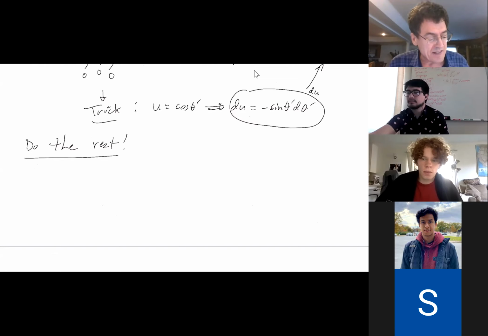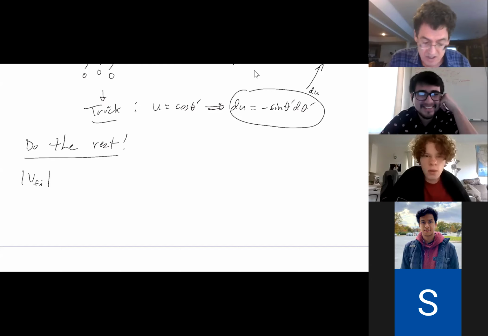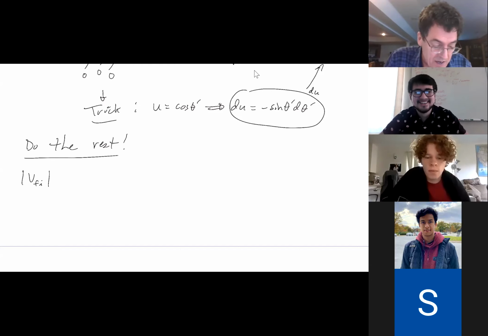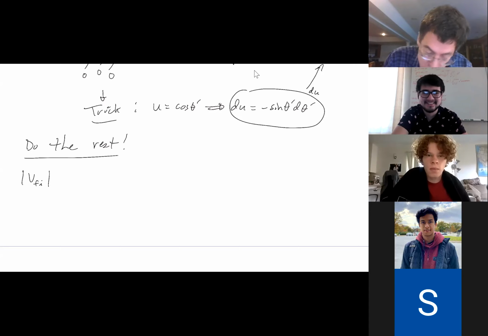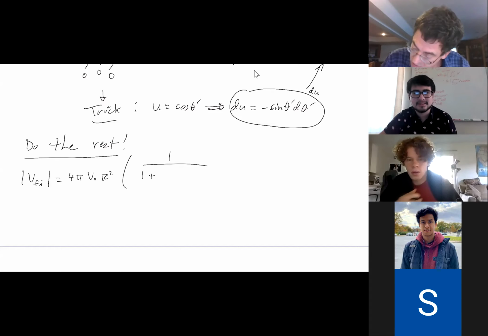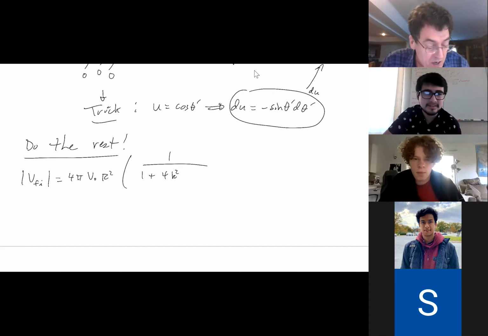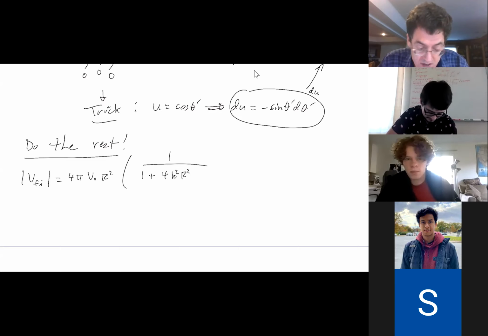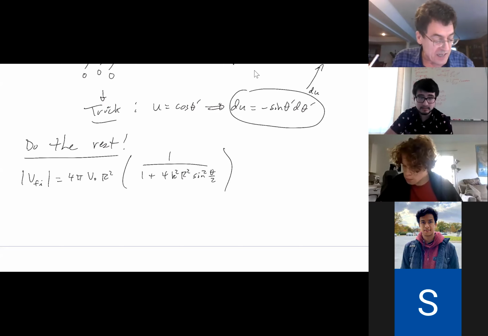So you can do that, and then what you're going to see is that this VFI, the absolute magnitude, is equal to, after you do these integrals, which now are not that hard, just a little bit of tedious algebra, 4 pi V naught r squared times 1 over 1 plus 4 k squared big R squared sine squared theta over 2. So you get this beautiful answer.